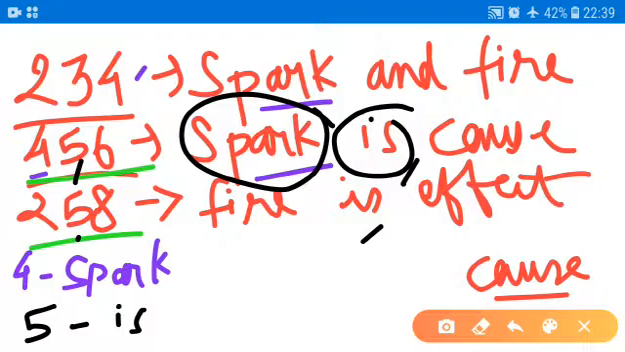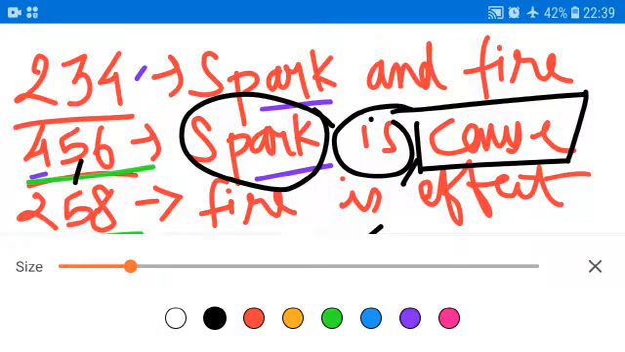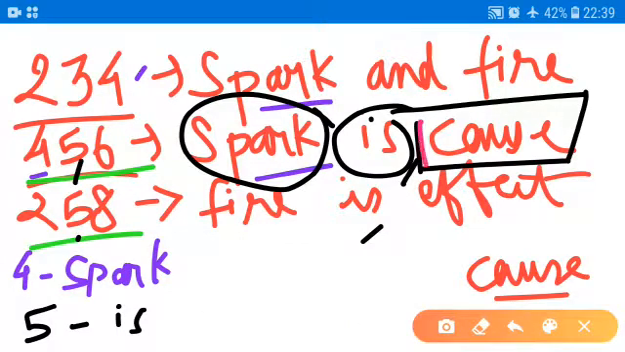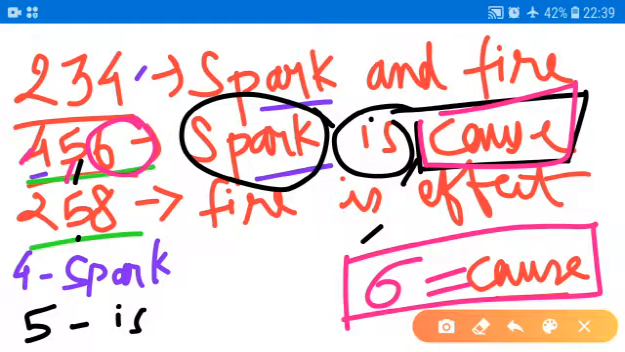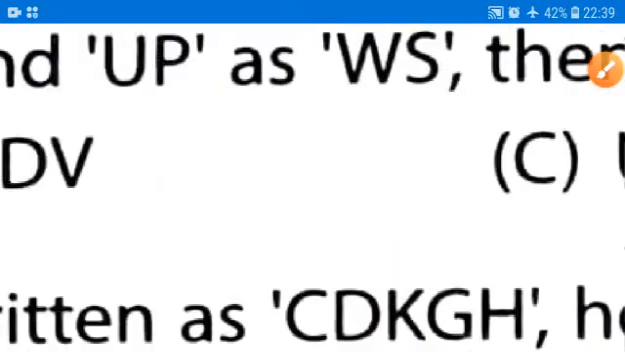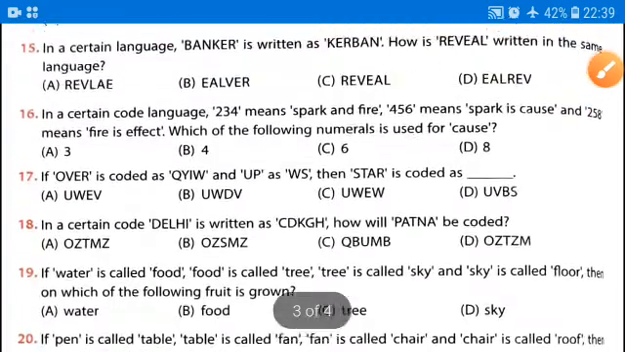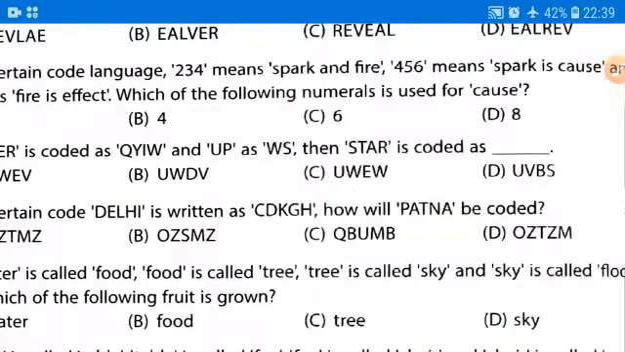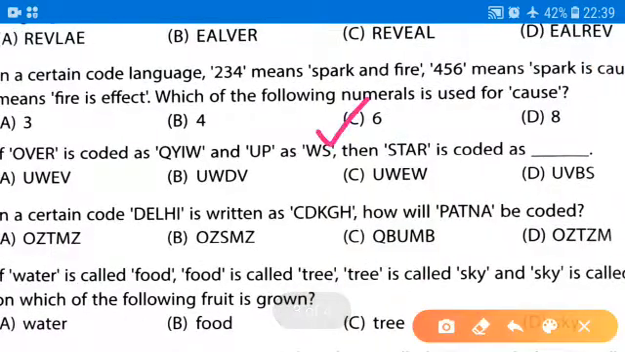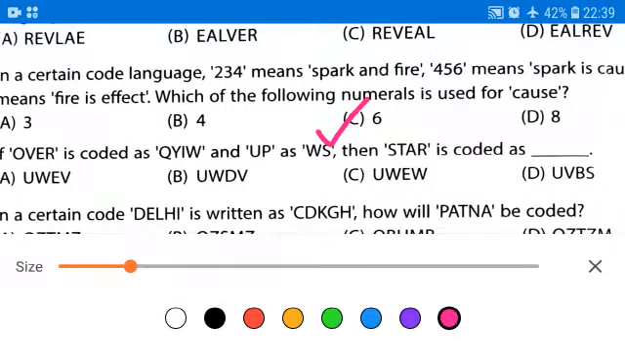What remains? Only the remaining is cause, and the number assigned for cause. What is remaining? 4 is done, 5 is done, what is remaining? 6. So 6 is our cause, 6 is assigned for cause. Which question were we doing? We were doing 16. The correct answer will be option C, that is 6.